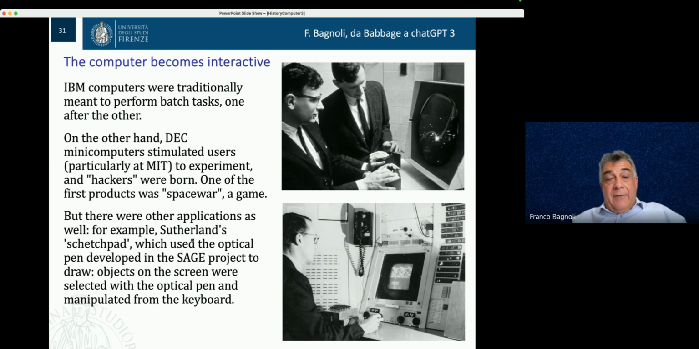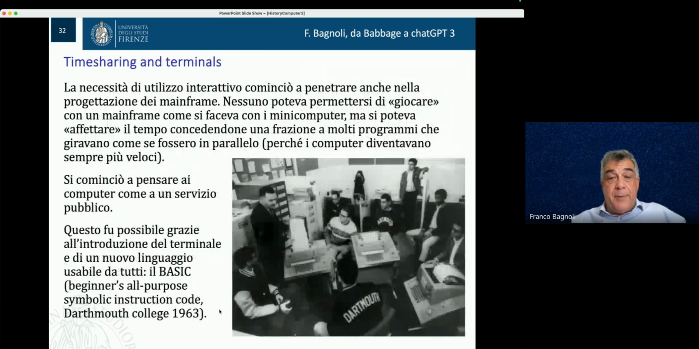They invented a kind of scratch pad in which you could directly write on the screen using an optical pen. And also the idea learned with minicomputers, that people needed to practice, finally penetrated the world of mainframes. But the problem of mainframes was that you could not have a mainframe, say $30 million, at your disposal to play and to test things.